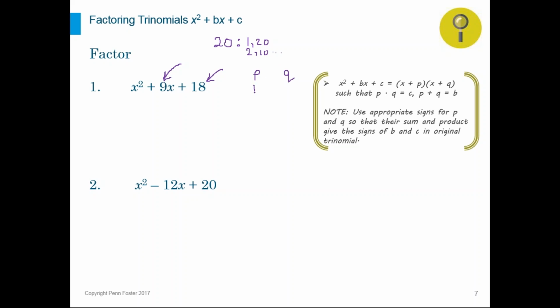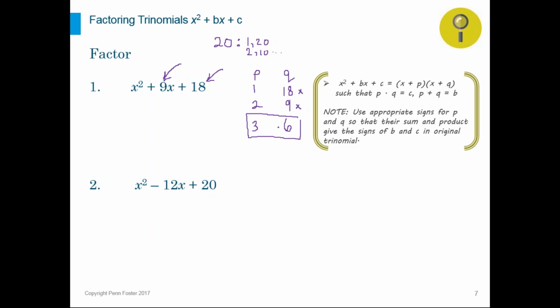So I'm going to think about 1 and 18. This is one set of factors. Another one is 2 and 9. Another one is 3 and 6. Now, which one of these sets, when you add them, you get a 9? 1 and 18 is 19. That's not the right one. 2 and 9 is not the right one. 3 and 6 is the set of factors I'm looking for. 6 and 3 is 9.